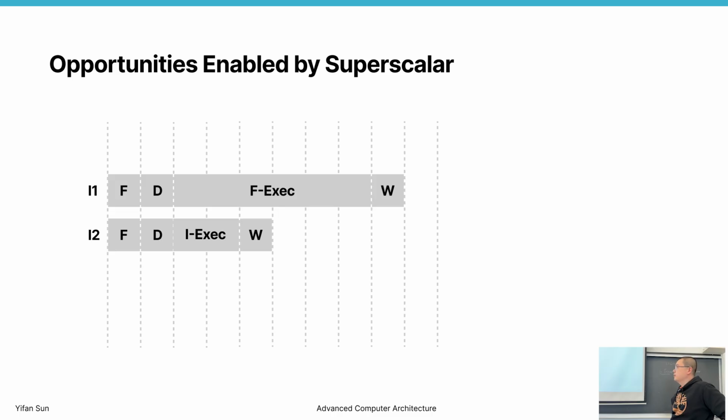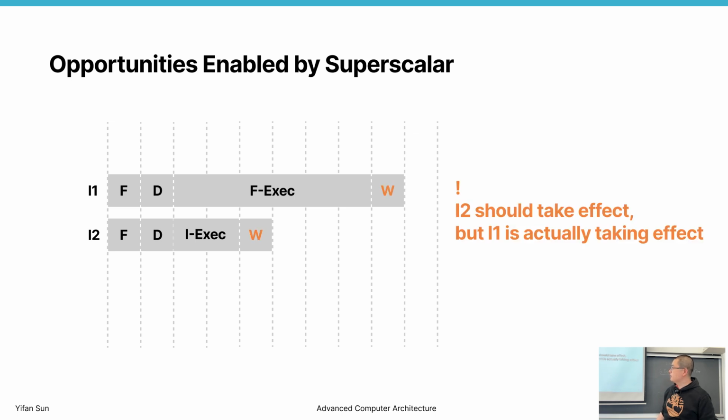What is WAW? WAW happens when there are different data paths. For example, like you see in the previous example, there are some paths doing the floating point operation. There are some paths doing integer operation. If we're doing integer operation, it's likely to be faster than the floating point operation. It takes fewer cycles.